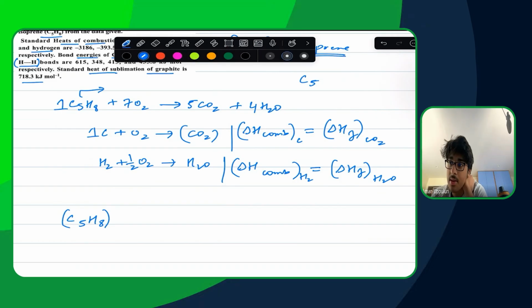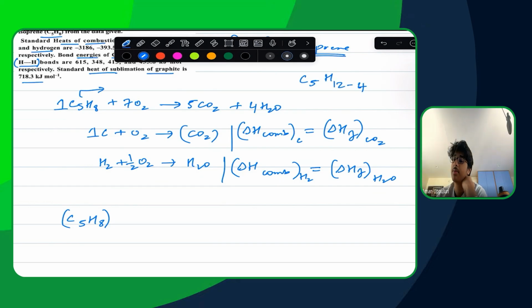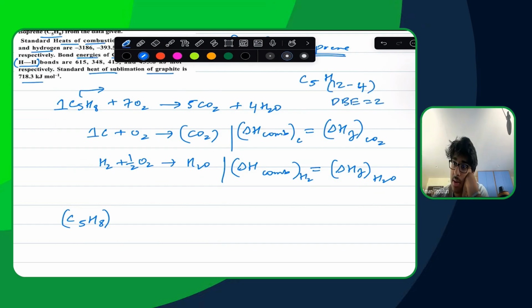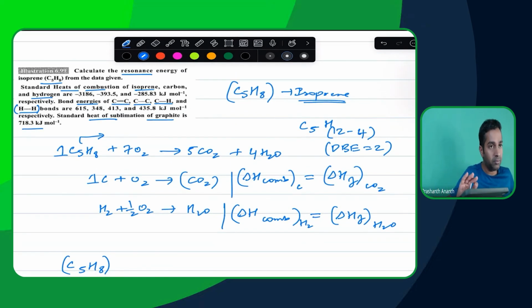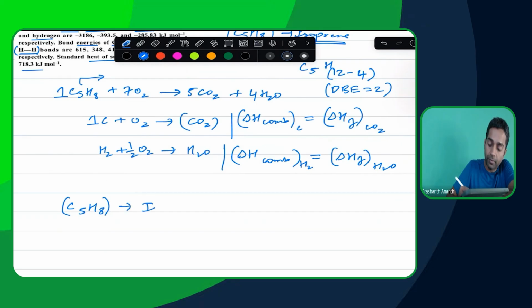Instead of 12, I'm having it as 12 minus 4. So double bond equivalent is how much? It's 4 divided by 2, so 2. I do not know what is present, whether it's a double bond or a triple bond, but I can guess how many double bonds should be there. 2 double bonds should be there, 2 pi bonds. All others should be single bonds, correct? So C5H8, or isoprene.